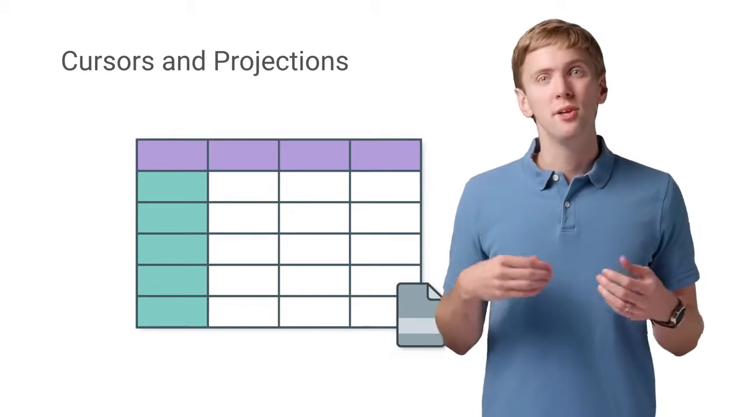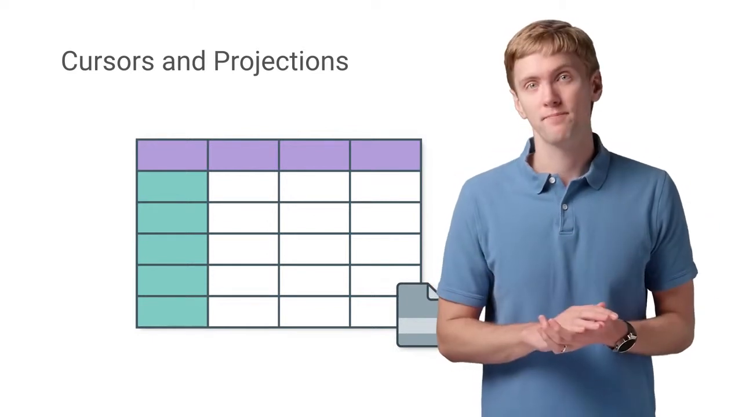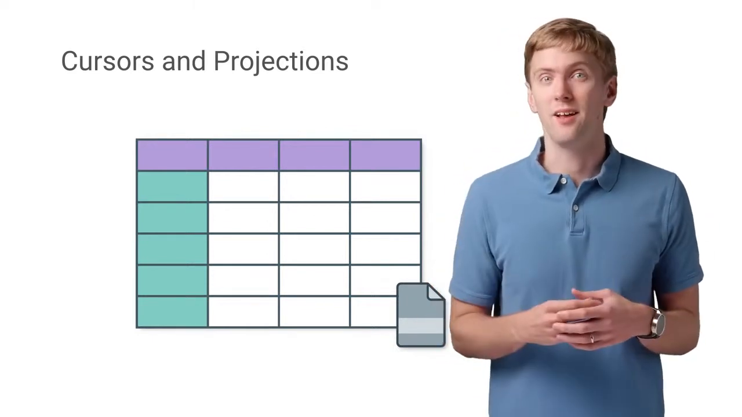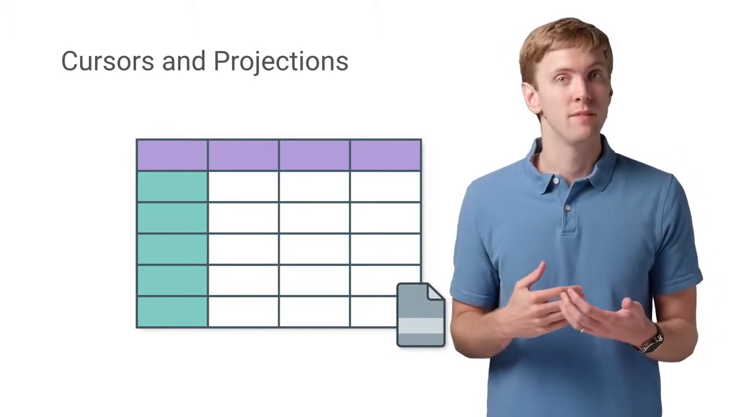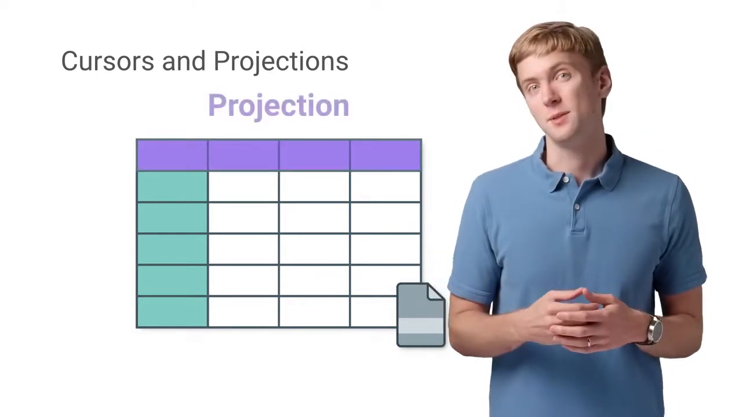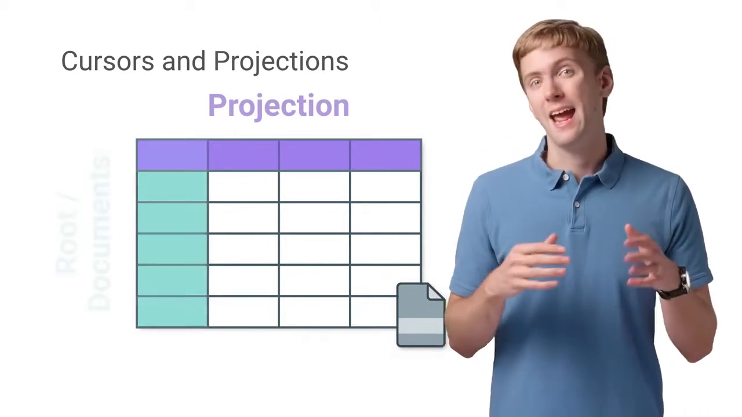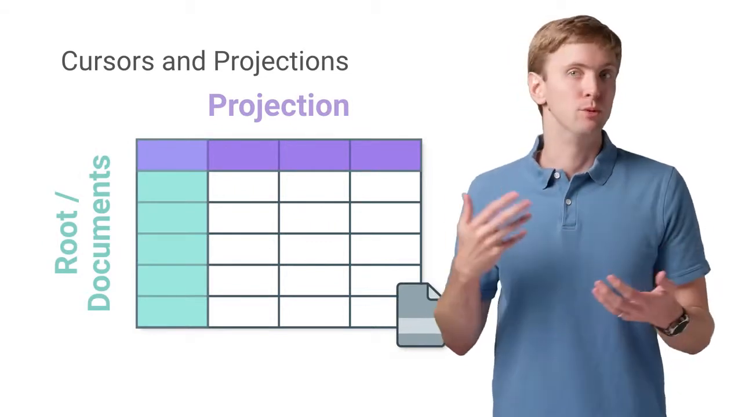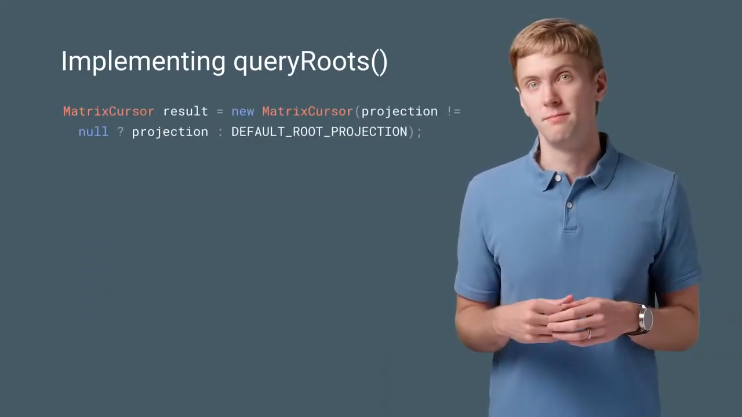Now it seems easy enough, yet when you look at the actual API, you note that many of these methods return a cursor, and many have a projection as a parameter. For those not working on databases all day, a cursor is just an interface for iterating over rows of data, with each row having a set of columns. The projection that's passed in indicates what columns are being requested by the storage access framework. And your resulting cursor should have a row for each route or document. If you don't have a database, it's totally fine. You can construct a cursor manually using a matrix cursor.